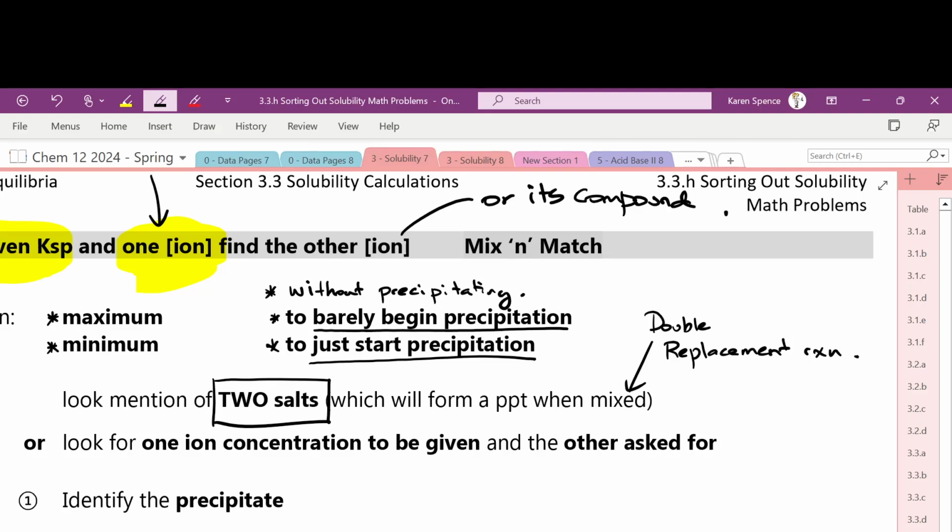Now, you are welcome to write the double replacement reaction if it helps you to identify the precipitate. However, people get messed up here because they write the double replacement reaction and then they get stuck, and they don't remember that they need to write the solubility equilibrium equation for the low solubility compound.